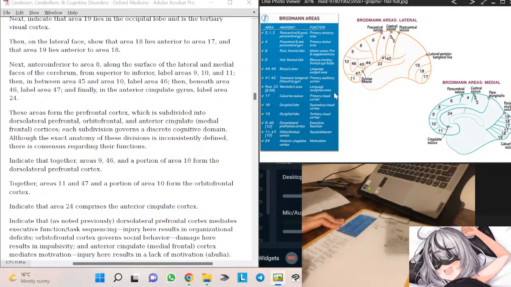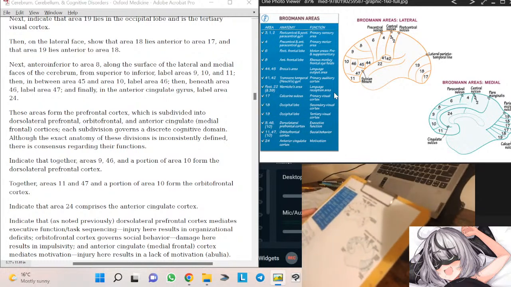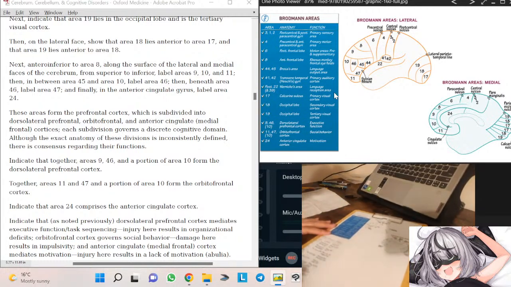11, 47. Orbital frontal cortex. Social behavior. 24. Anterior cingulate cortex. Motivation.